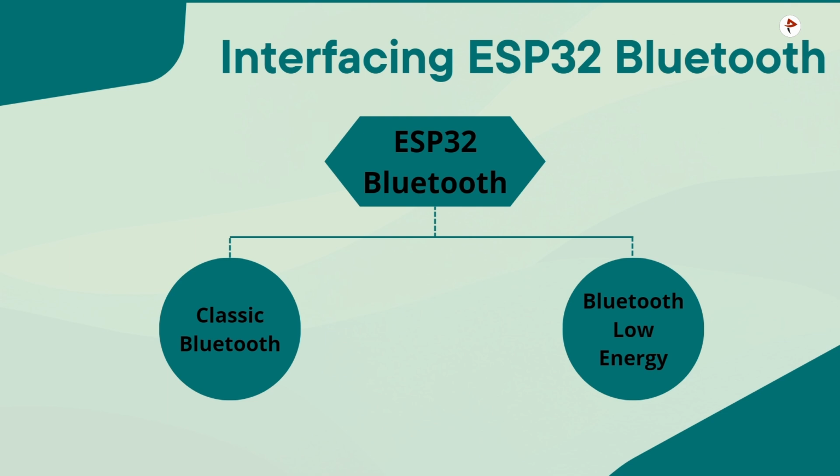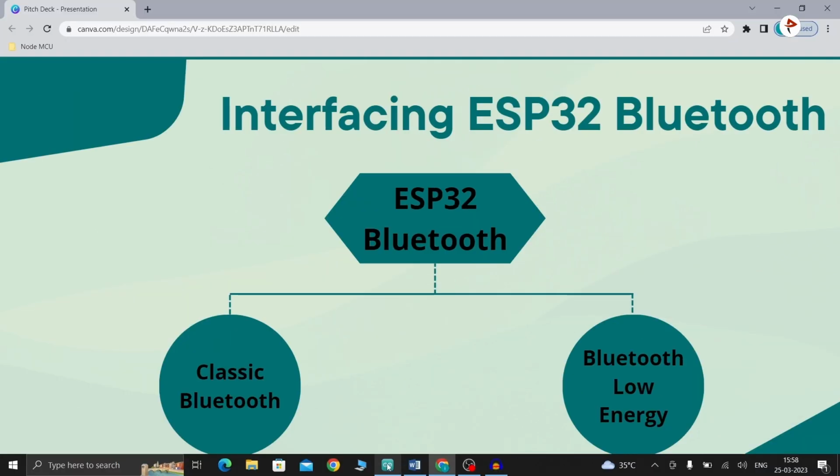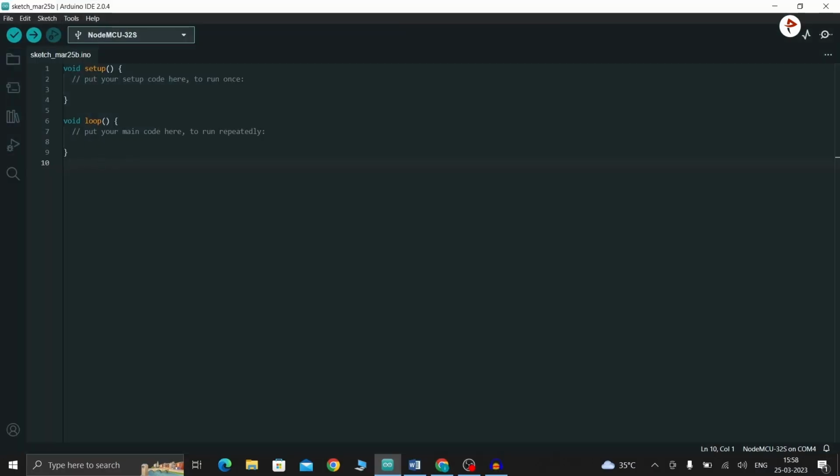Coming to the mobile phone, in order to send and receive data over Bluetooth, we have to use an application. So just go to Play Store and download the Serial Bluetooth Terminal application. So now let's move to the code part. Open your Arduino IDE. Okay, let me erase it first.